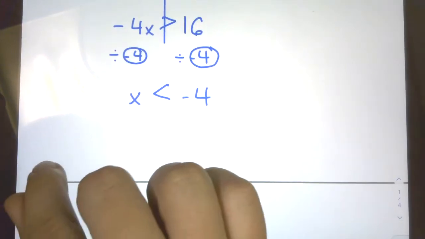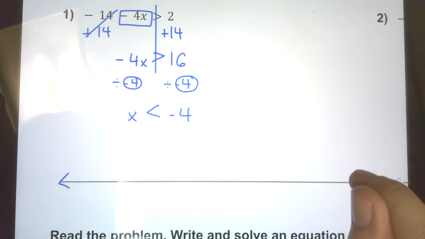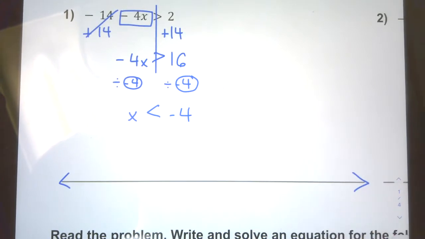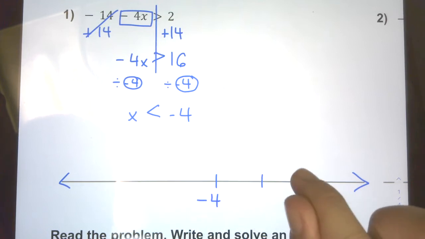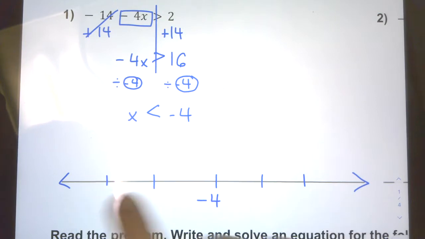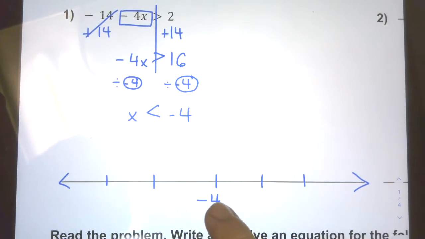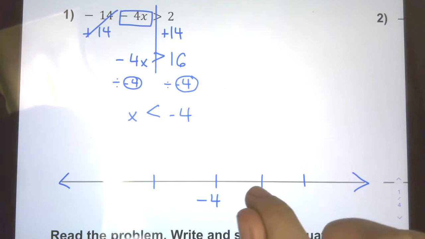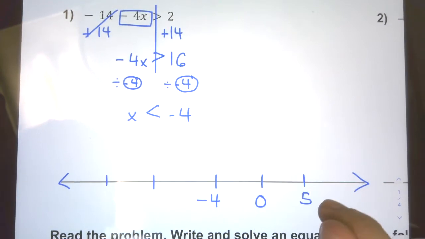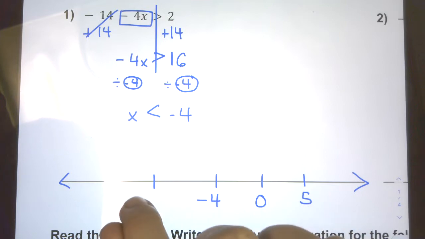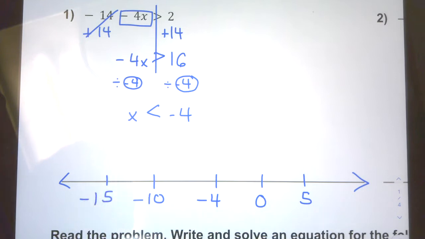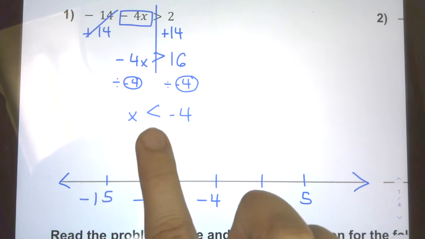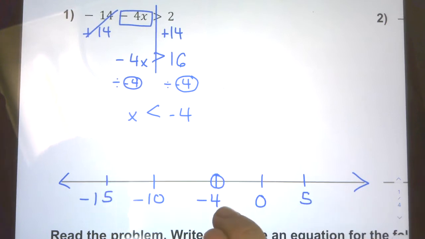So we'll come down here to the number line. Make sure that you put your arrows on the number line because these number lines don't end. We'll put our solution in the middle and then set this up to label our number line. So 2 numbers bigger than negative 4: 0 works, 5 works in terms of being bigger, and then smaller, I would go maybe negative 10, negative 15. Those all work. We have a less than sign, so that means we cannot include negative 4 in our solution, so it'll be an open dot.